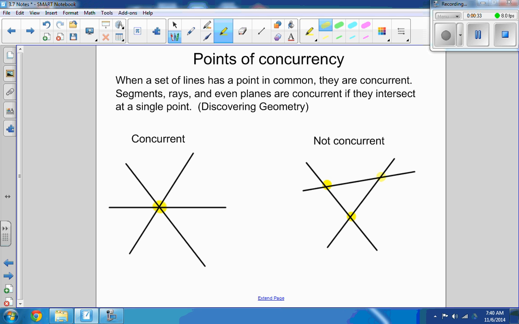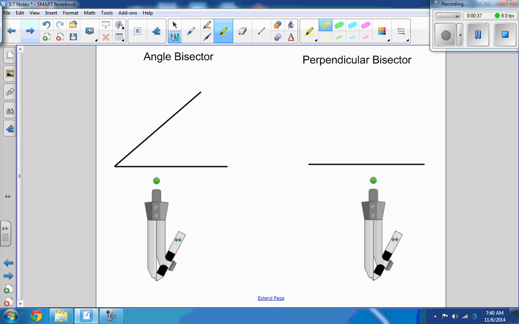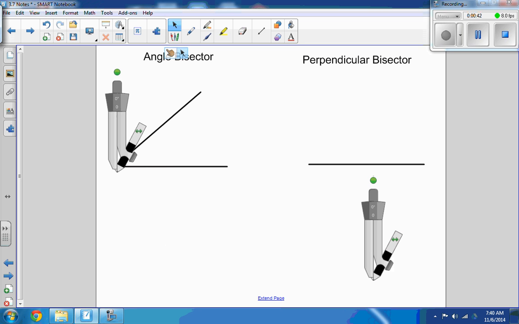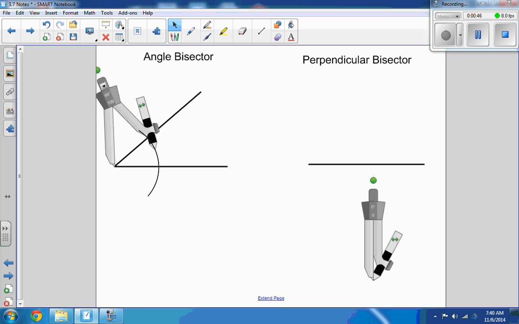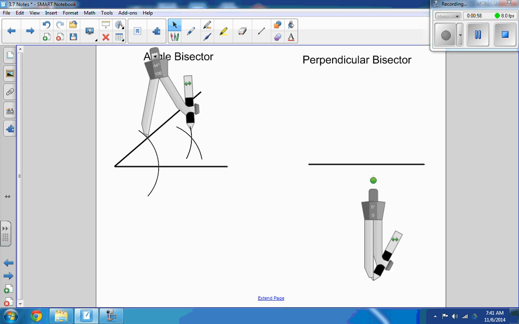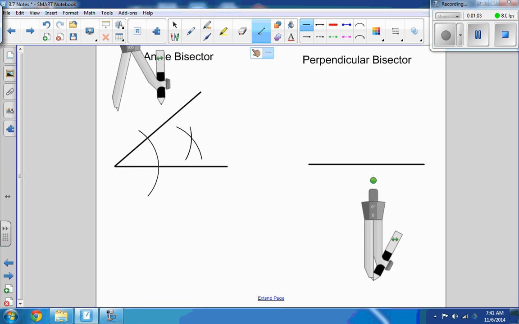So what we're going to be doing is looking at the concurrency of triangles, and we're going to review some of our constructions. An angle bisector, let's refresh our memory on that. To do an angle bisector, we create an arc. Then from where those arcs intercept the lines, I create an arc that is in the middle of the angle. The other point, I do the same. And so now I can see where those intersect, and I've created an angle bisector.